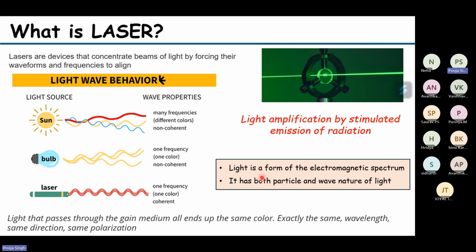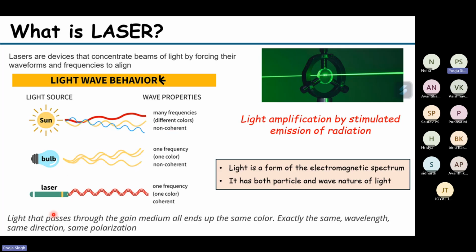So light is a form of electromagnetic spectrum, and it behaves as both a particle and a wave. The particle nature is seen in the photoelectric effect given by Einstein, which we have studied, but in most cases the light shows wave nature. That's why we are able to see our light sources in the form of waves.